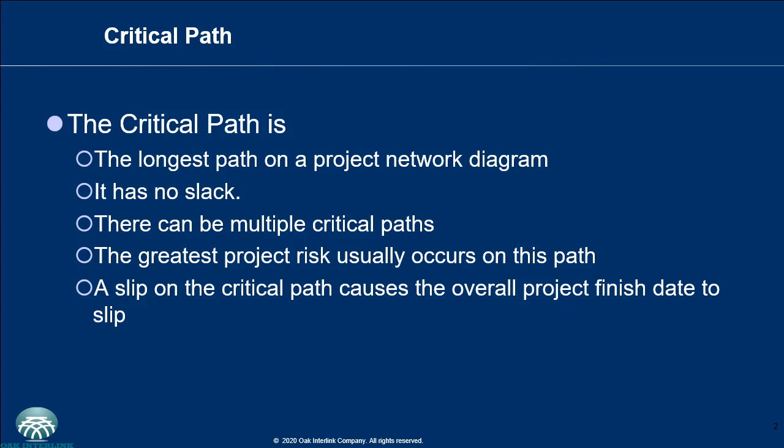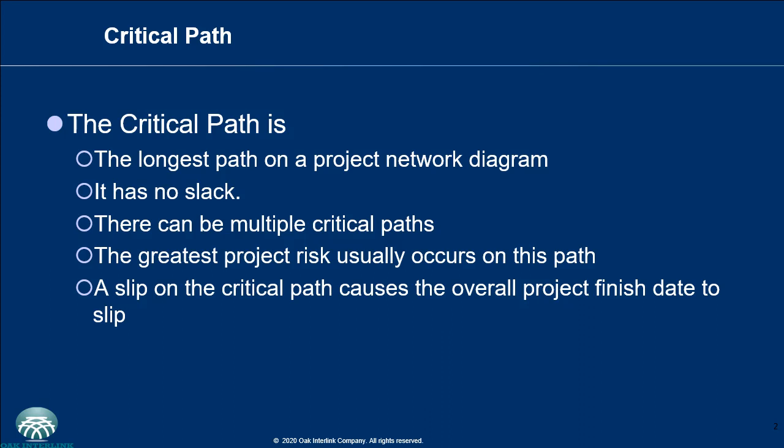Here are a few characteristics of the critical path. It is the longest path on a network diagram, and typically you draw your network diagram as an interrelationship of activities on a project. We had earlier talked about how to construct the network diagram. You move from left to right. It shows the relationship between activities in a project, and the critical path has no slack. There can be multiple critical paths.